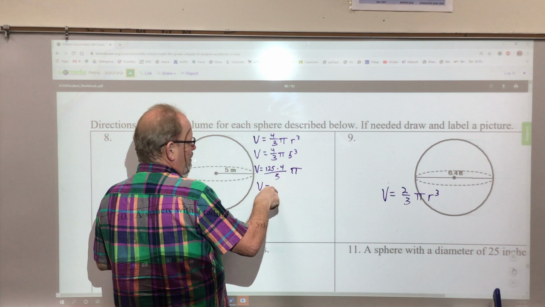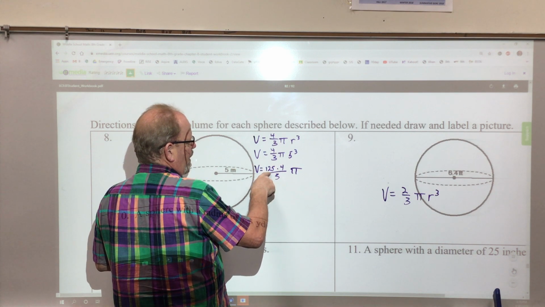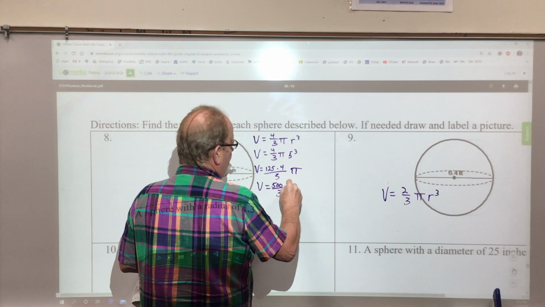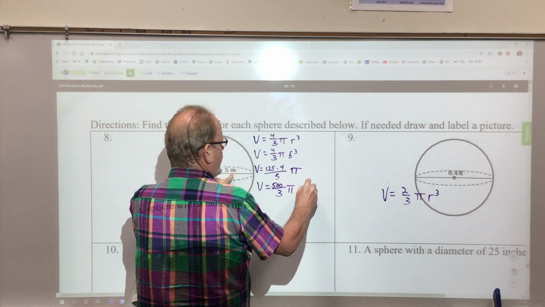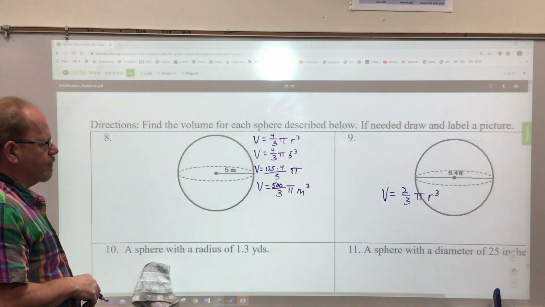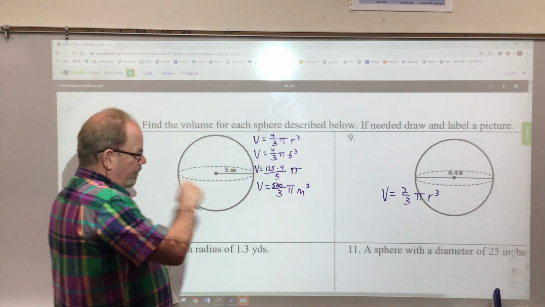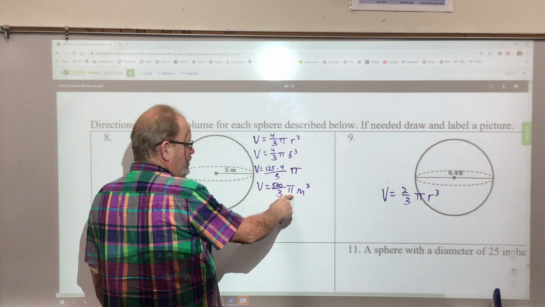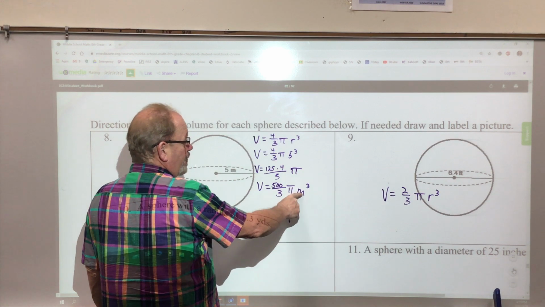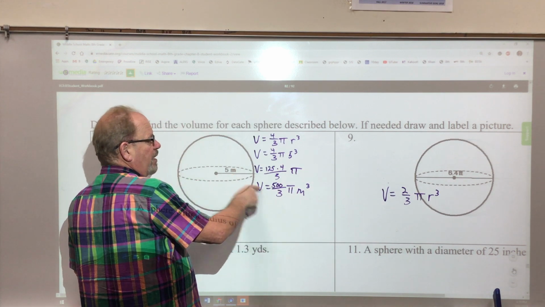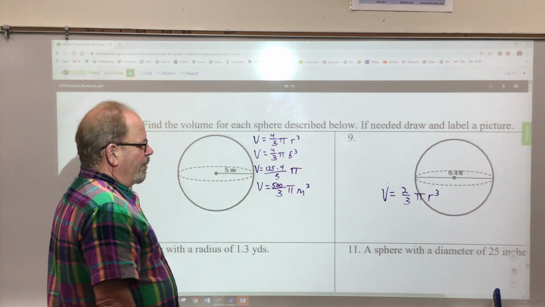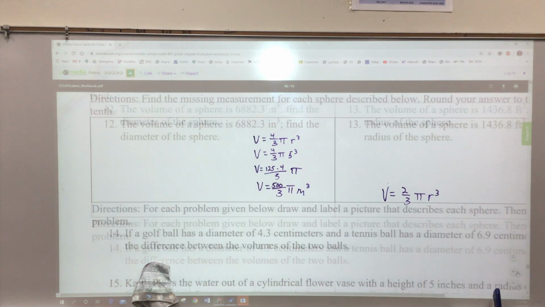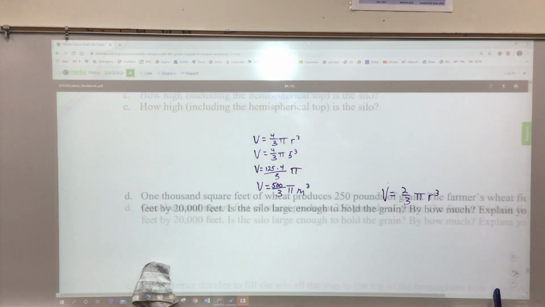Volume equals 4 times 125 is 500 over 3 times pi meters to the third power. Now if I want to put in 3.14 instead of pi, I do that in my calculator. But I don't forget, this is meters, so it's meters to the third power. You've got to write the formulas down on the problems. Let's get to some, there's a bunch of different things going on.